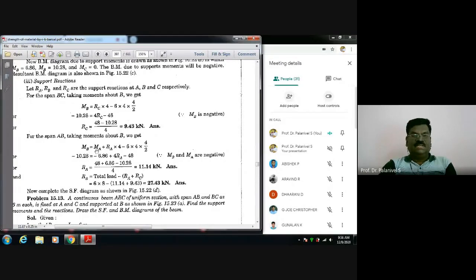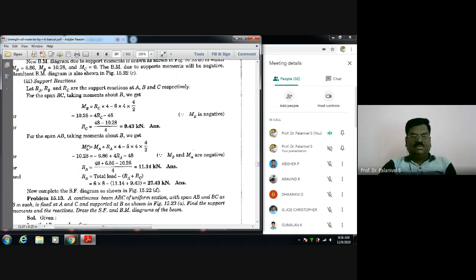Actually, the MA here is a hogging moment. Later, its value is substituted with a minus sign. While writing here, they simply write MA without mentioning the sign. Plus RA into 4 is sagging. It produces a sagging bending moment about B, minus the UDL produces again a hogging bending moment. That's why minus 6 into 4 into 4 by 2. It's not the right way of writing. They are supposed to write it here itself. It's okay. Slightly the author confuses the sign convention here. It's not 100% crystal clear here.